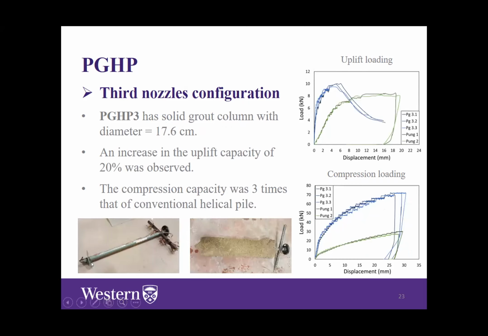Similarly, the third nozzle configuration has a solid grout column, but with a larger diameter now, 17.6 centimeter. For this configuration, we observe a 20% improvement in the uplift capacity. So we reach 10 kilonewton compared to 8 kilonewton for the classical helical pile. And the compression resistance was tripled compared to the conventional helical pile, due to the improvement in both the shaft resistance and the bearing resistance.